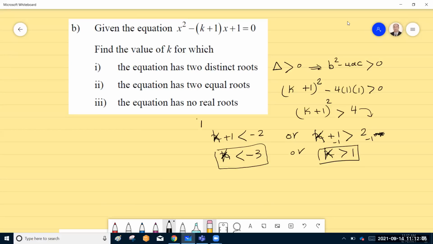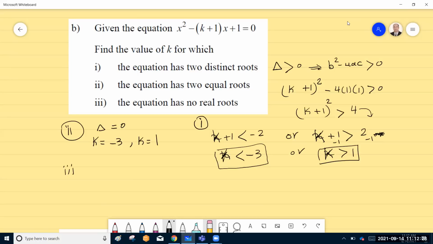This is number 1. Number 2: the equation has two equal real roots. Two equal real roots means the delta is equal to 0. Delta is equal to 0, and instead of bigger than it will be equal to 0, so the value of k will be exactly -3 or k exactly 1.